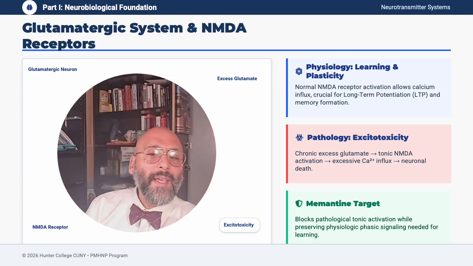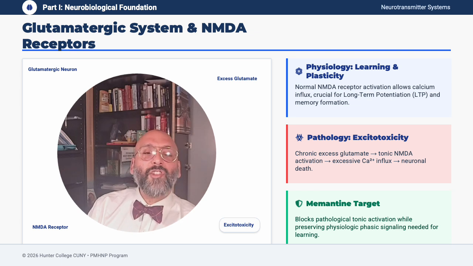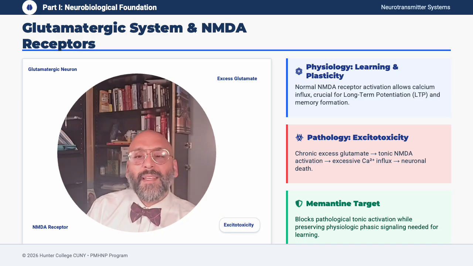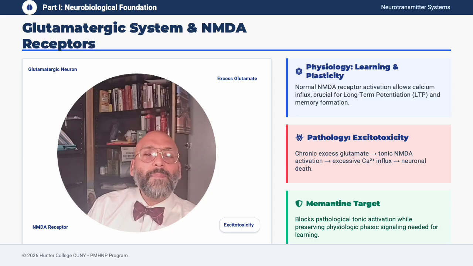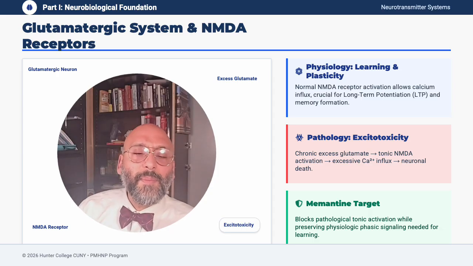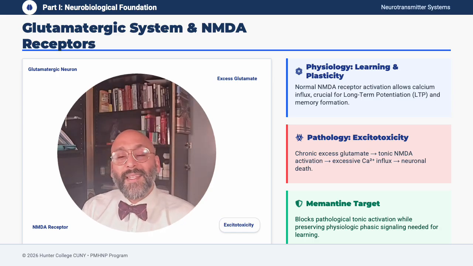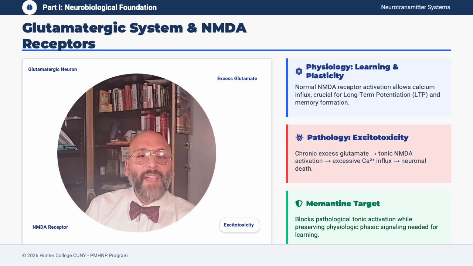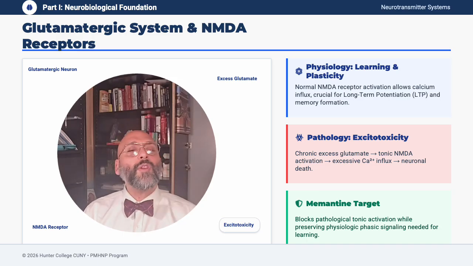Importantly, this is why this is a known biological failure mode. This is not just hypothetical risk. Now, the key psychopharmacology insight in this green box: memantine does not simply block NMDA receptors. If it did, it would impair learning. Instead, memantine selectively blocks that pathologic tonic activation while preserving the physiologic phasic signaling. So in other words, it dampens noise without eliminating signal.